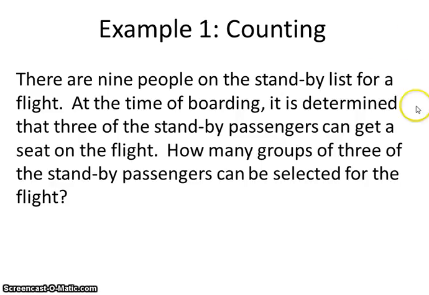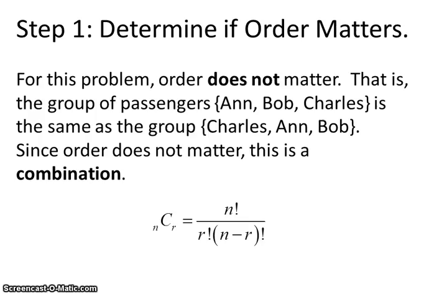So our first step when we're doing a counting problem is always to determine if order matters, and that will tell us which formula to use. In this case, we know that order does not matter. We can determine that by thinking about if, say, we chose 3 passengers from that group of 9 and their names were Ann, Bob, and Charles. The group of Ann, Bob, and Charles and the group of Charles, Ann, and Bob is the same group. So the order that we list the group that can board the flight does not matter. Whenever we have an order that does not matter, that's automatically a combination, so we use the combination formula.